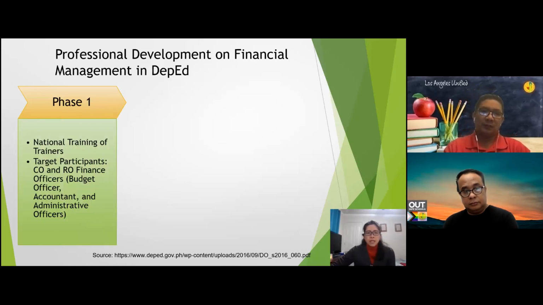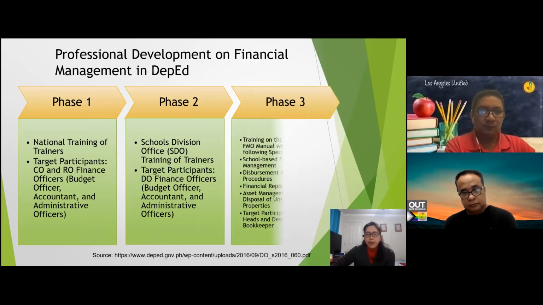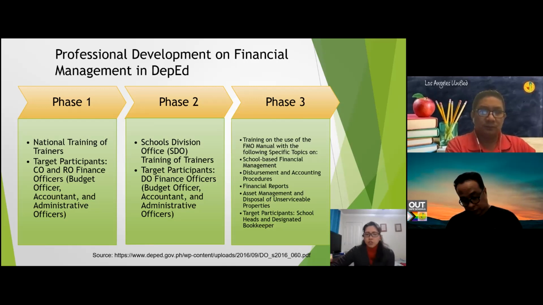The first phase is the national training of trainers, in which the target participants are the central office and regional office finance officers. And then after phase 1 will be phase 2, which is the training for the school division office. And the target participants are the finance managers in the department, like the accountant and administrative officers as well. And then the third phase is the training on the use of the financial management manual to school heads, and designated bookkeeper.